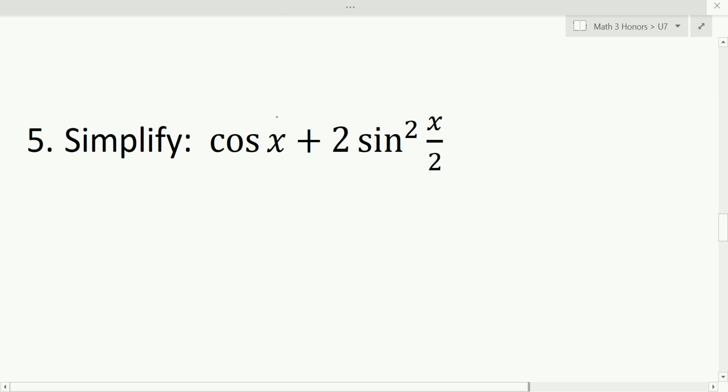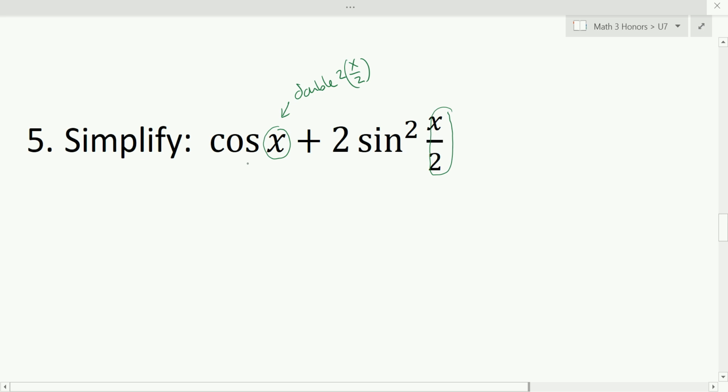Okay, you got to view it. So if you look at your angles, we got x and we got x over 2. One of them is double the other. So this is actually the double, because this is x over 2 times 2, right? So you got to view it, although it's x, as a double angle. And so you use the double angle formula.